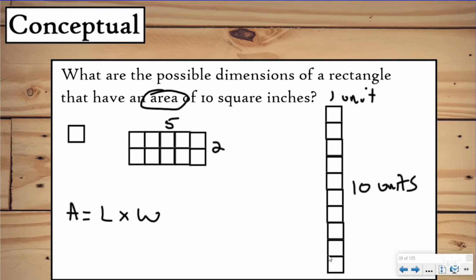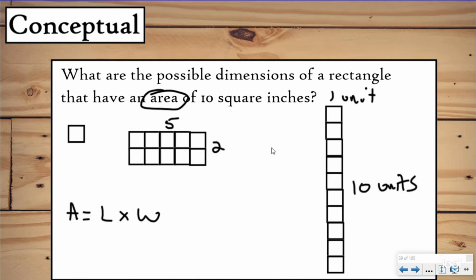Here I just have a long skinny rectangle, but I've covered it with 10 square units. Here I have one that's 5 units long and 2 units wide, but again my area is still 10 square units. So the key thing to take away from this is that you can have rectangles with different lengths and widths that have the same area.